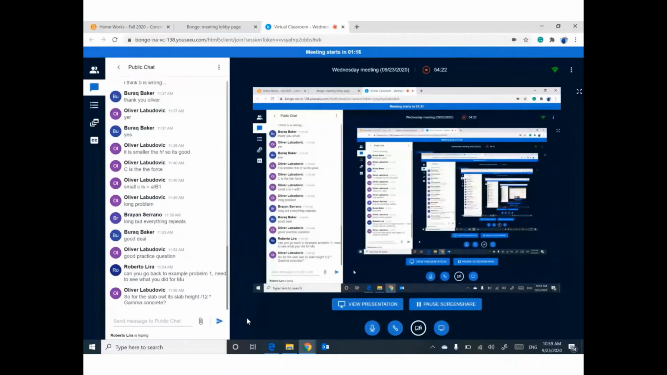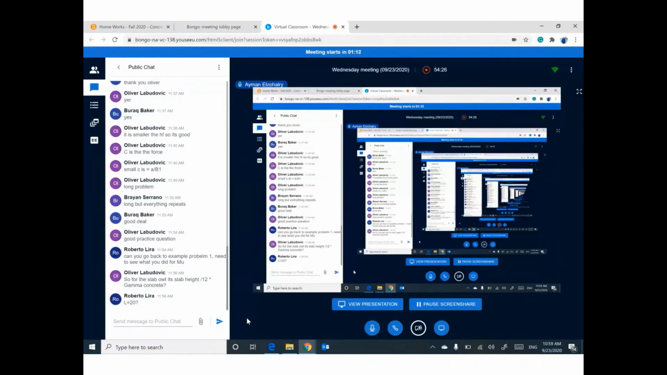Yes, yes, own weight of the slab. What do you mean by L equal 20, Roberto? What do you mean? Oliver, your question, yes. Own weight of the slab is the thickness of the slab divided by 12 times gamma concrete.